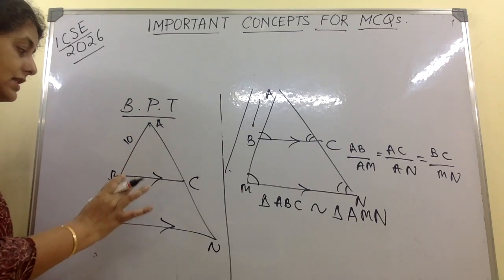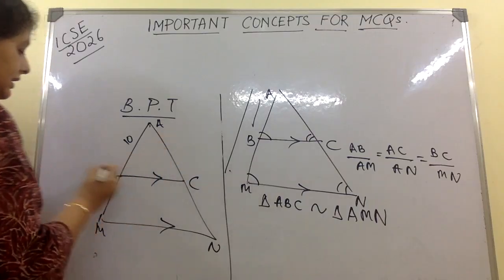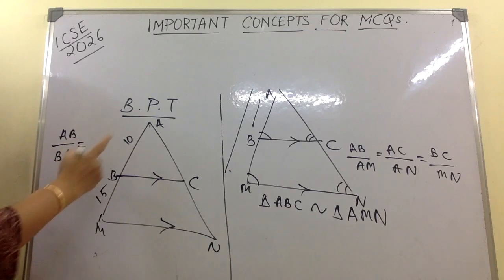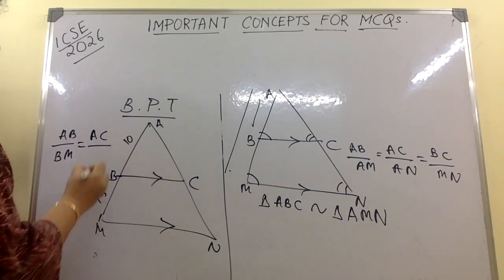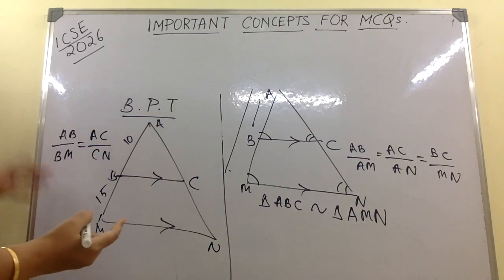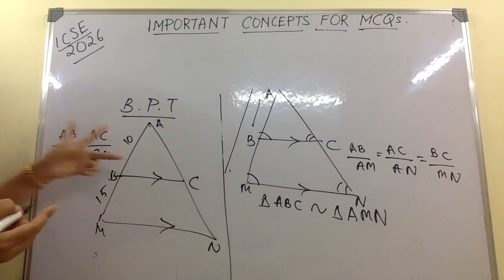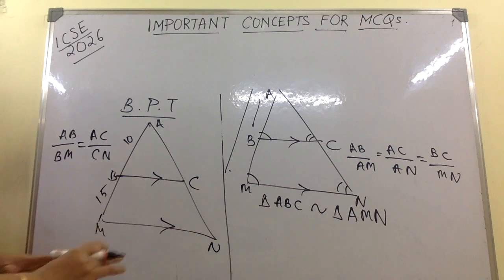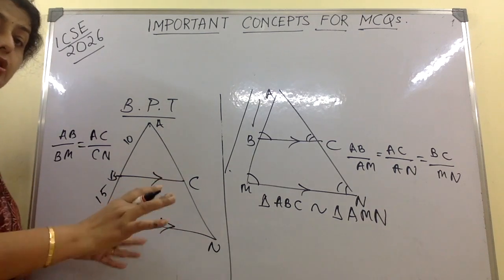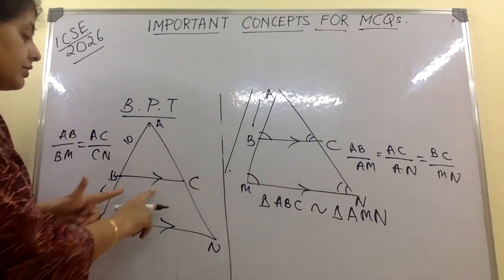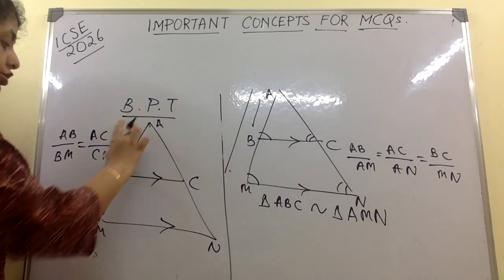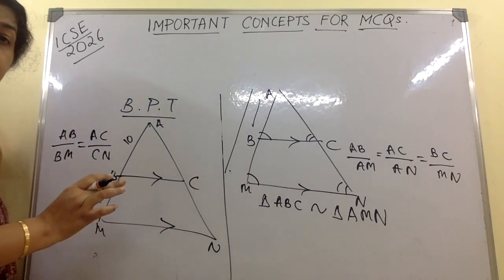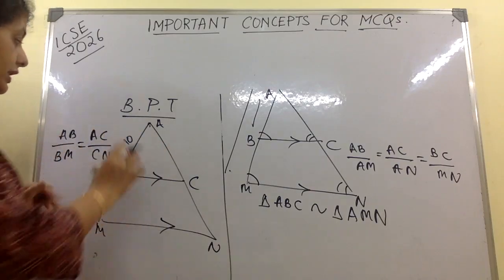If they have told only this much, you have to apply Thales theorem, where you can only say that AB by BM is equal to AC by CN. You can substitute the values here and get the ratio between these parts. But then you cannot go straight to the third side, because Thales theorem does not talk about the third side at all. It only says that if the lines are parallel, the ratio between these two parts is equal to the ratio between these two parts.